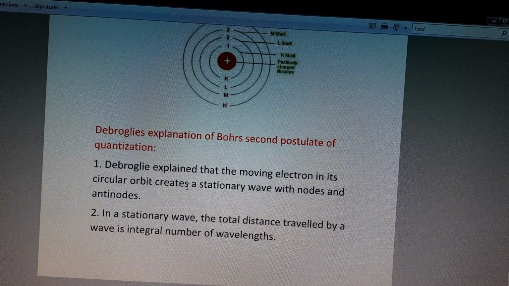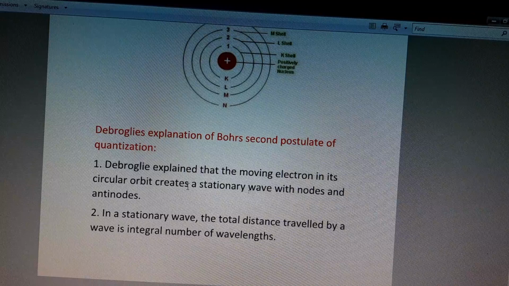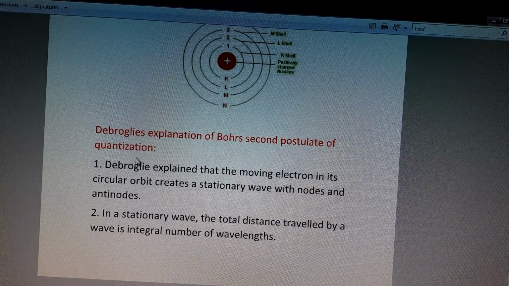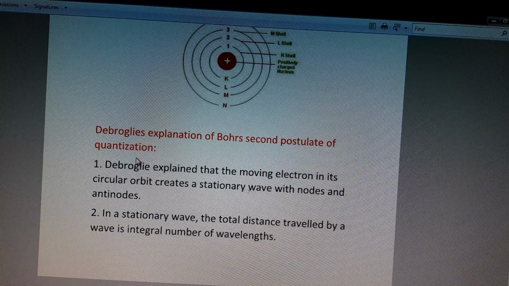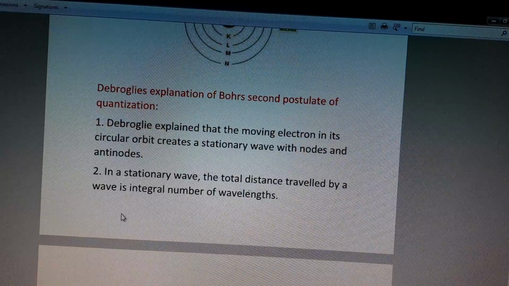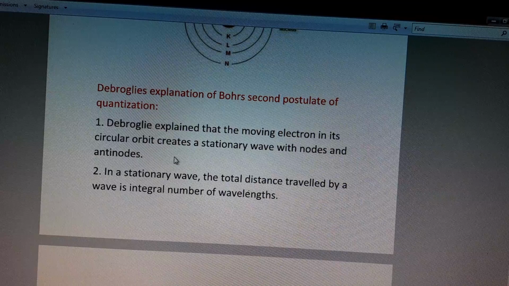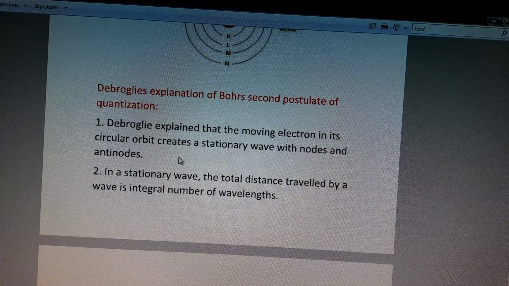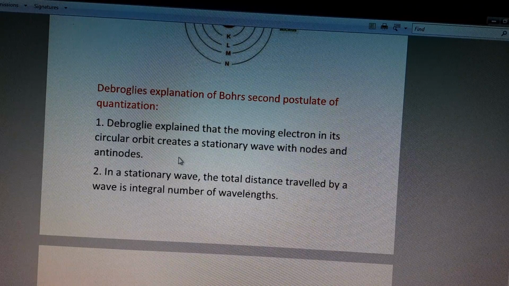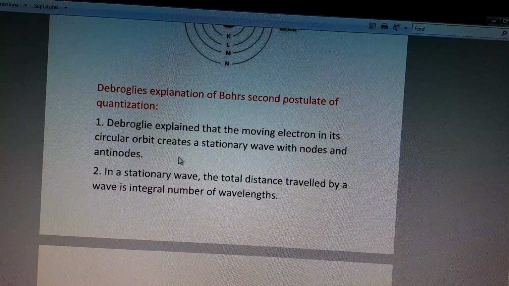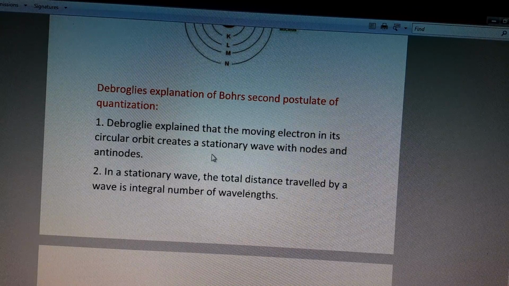And the next one is the de Broglie explanation of Bohr's second postulate of quantization. What is the second postulate of quantization? The electron's angular momentum is quantized. This property is explained by de Broglie. De Broglie explained that the moving electron in its circular orbit creates a stationary wave with nodes and antinodes. When the electron revolves around the nucleus, it can form a stationary wave, and the stationary wave has nodes and antinodes.